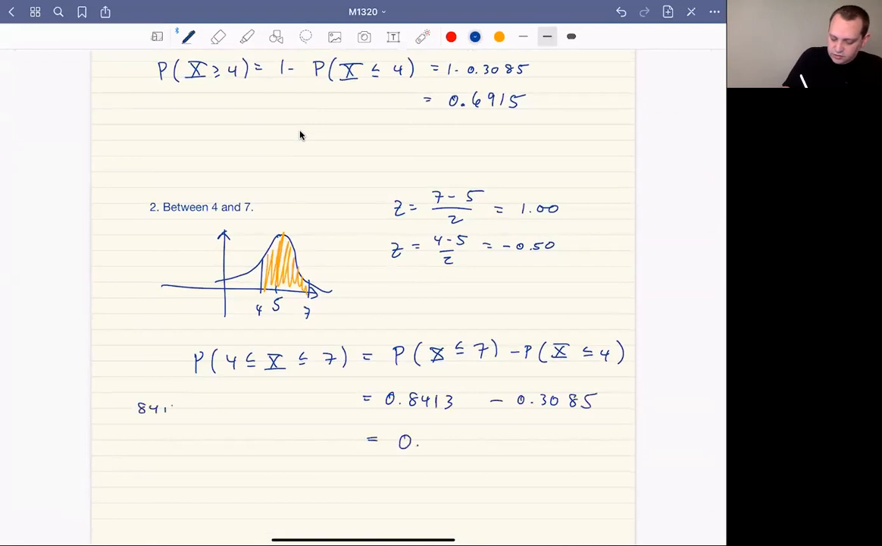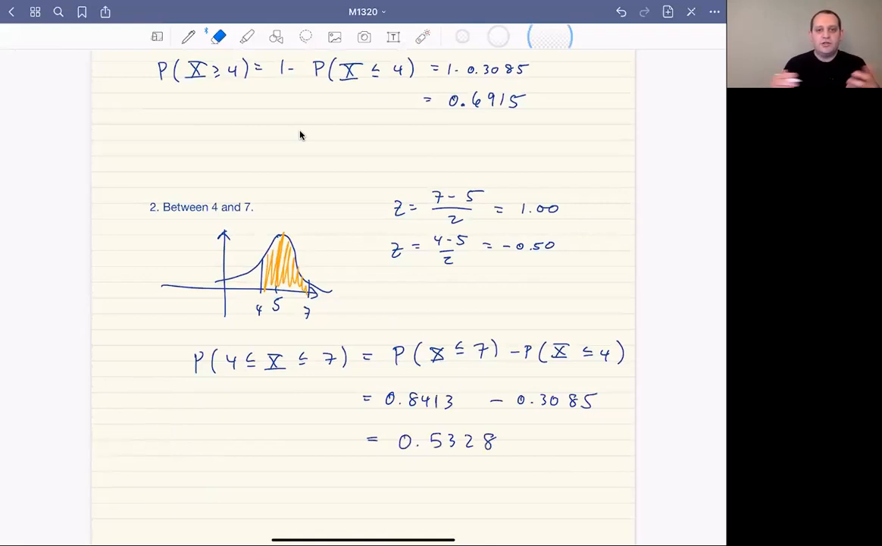If you want to do the subtraction off to the side, feel free to fast forward this part of the video. We're going to get 0.5328. Okay, that'll be our probability that a randomly selected value is between 4 and 7.